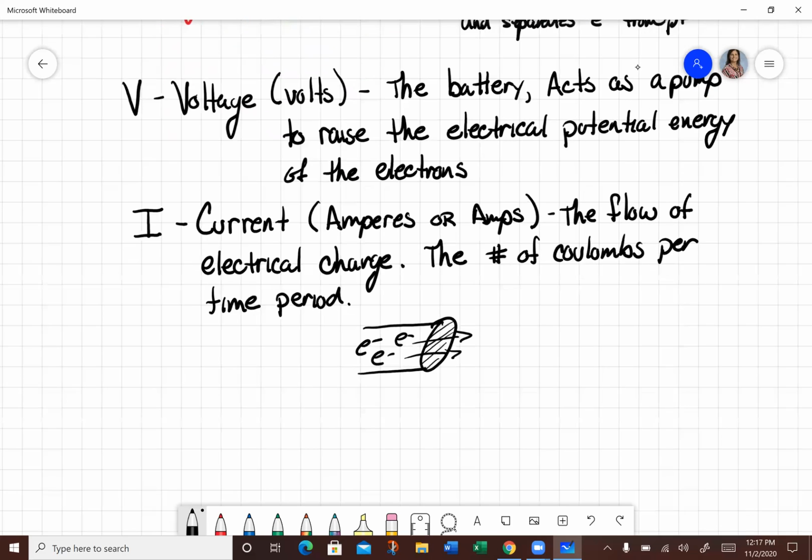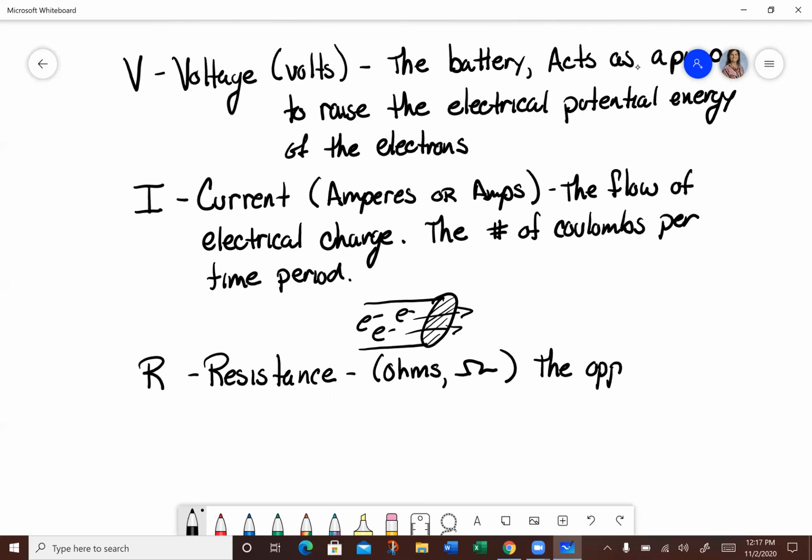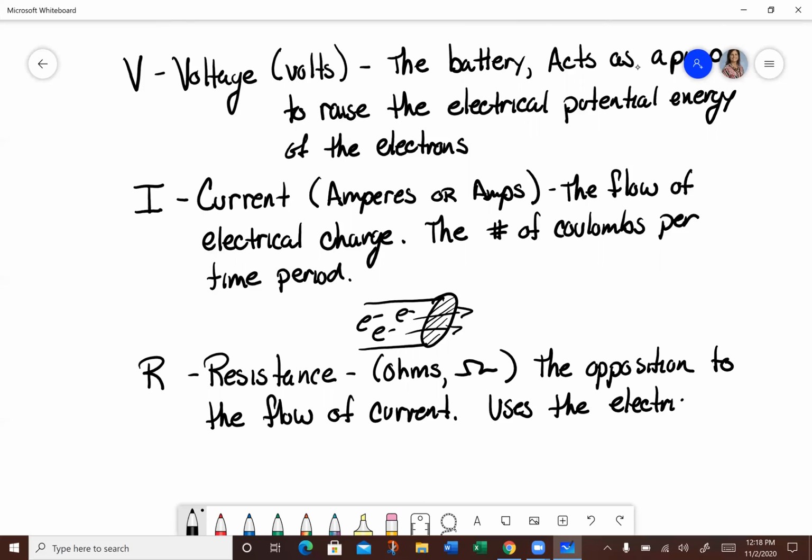So we have voltage, current, and the bulb, or whatever I use in my electrical circuit, is known as the resistance, R. Measured in units of ohms, symbolized with the Greek letter omega. And resistance is the opposition to the flow of current. This, because it opposes it, uses the electrical energy of the charges. So it's going to use up that energy.